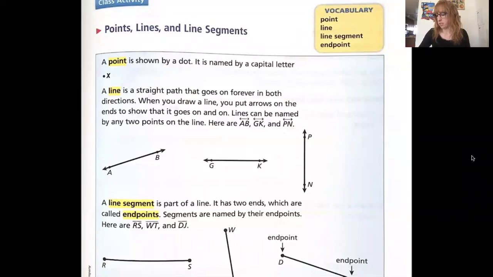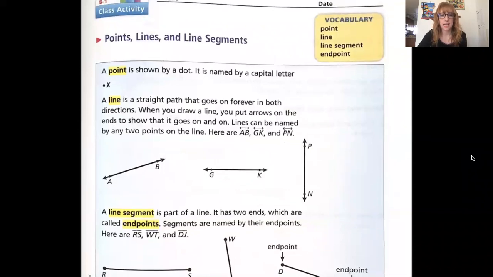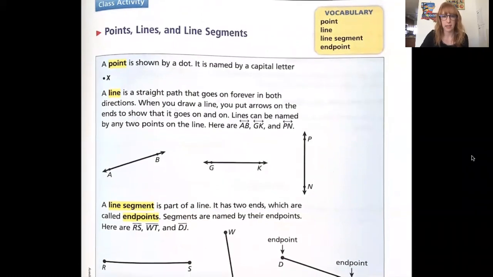Fourth graders. So we're just going to run through what our first lesson talks about in our geometry unit. Since it's our first lesson, we have a lot of new vocabulary to learn. So we'll talk through that and then kind of show some examples.